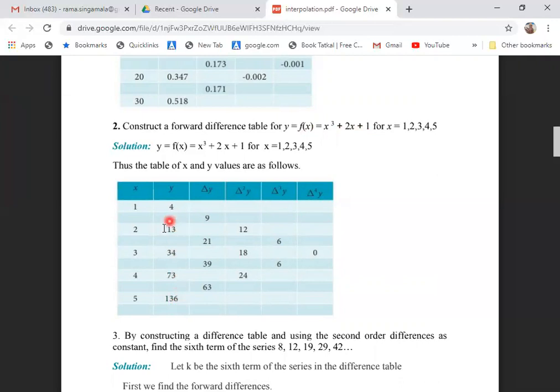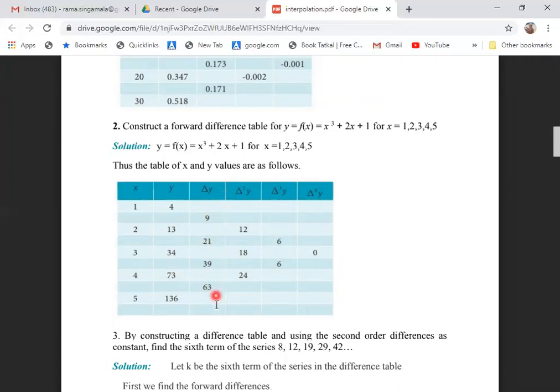There are 5 data points. So we will get 4 differences in our difference table. Let us form first forward differences. We get from y values, successive minus preceding. 13 minus 4 is 9. Again 34 minus 13, 21. 73 minus 34, 39. 136 minus 73, 63.